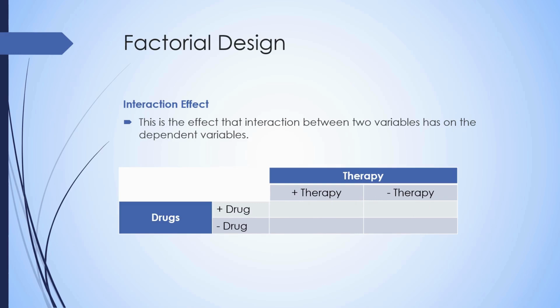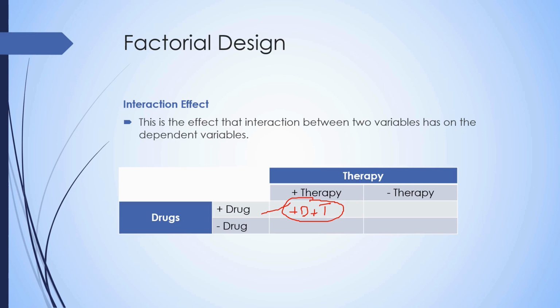Similarly, interaction effect. This is the effect that interaction between two variables has on the dependent variable. So, what was the dependent variable in our case? Depression score. Now, this is the interaction between two variables. So, we have this combination here, plus drug plus therapy. So, these two levels will interact with each other and have an effect on the dependent variable, which is the depression score. That is the interaction effect.